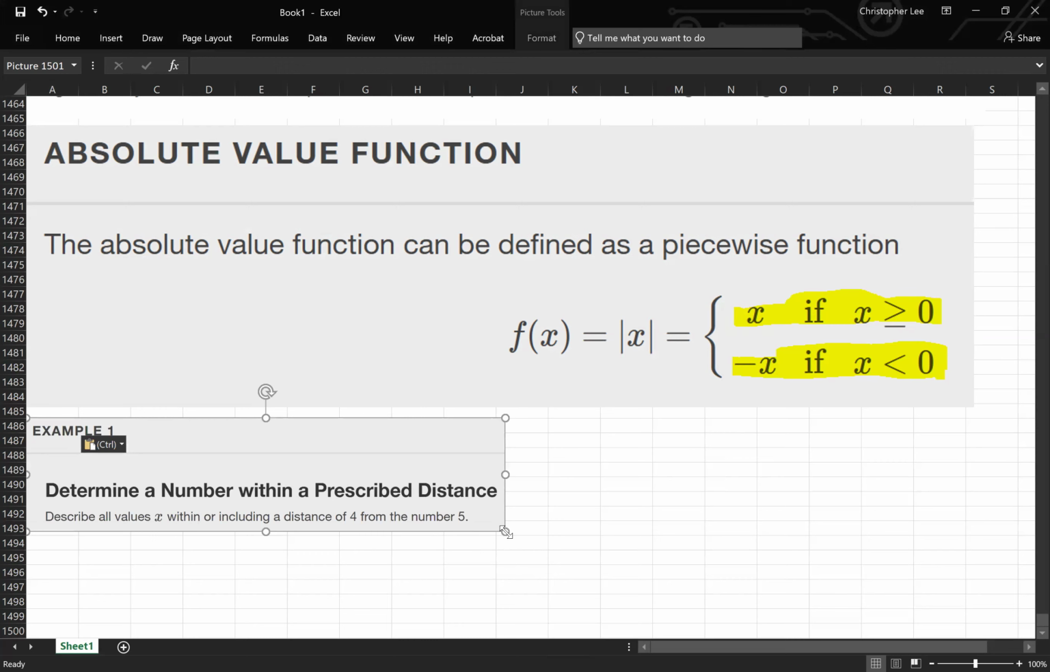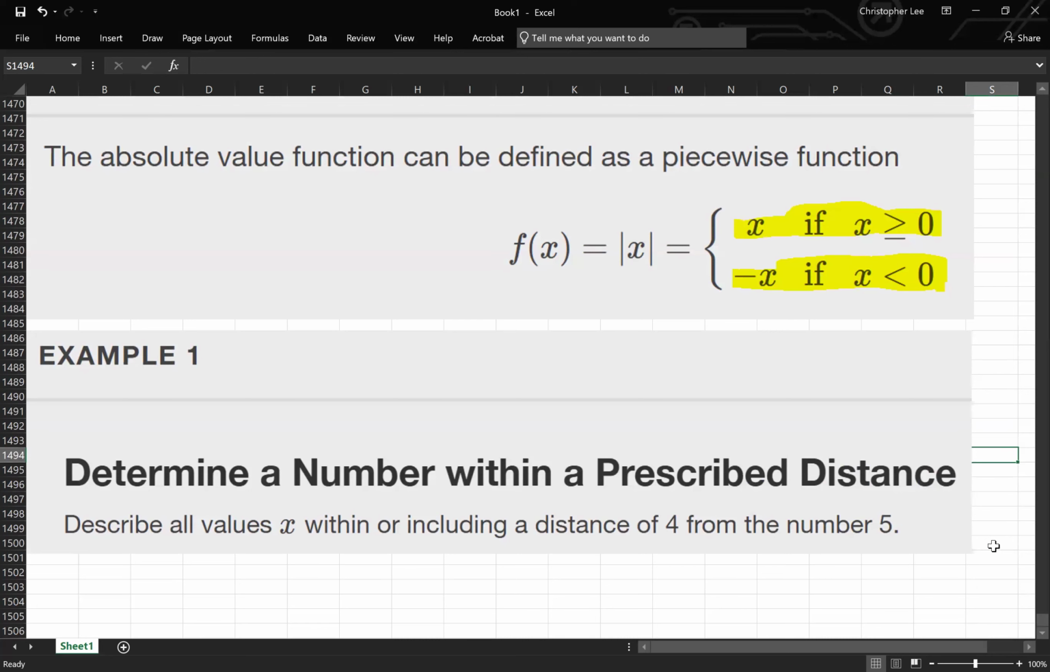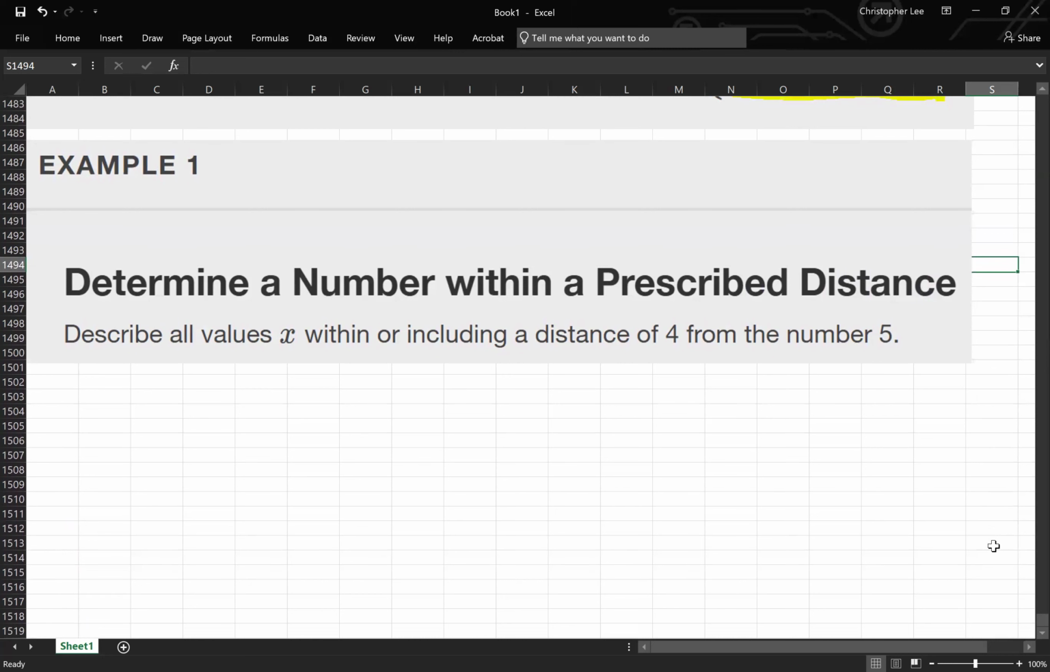Let's check out this example. So here we want to determine a number within a prescribed distance. So describe all the values of x within or including a distance of 4 from the number 5. This sounds a little crazy, but here's what I'm saying. Let's say I had a number line, and in the middle, I'm starting at 5. What I want to know is what is 4 units to the right? What is 4 units to the left? Tell me what they are real quick.